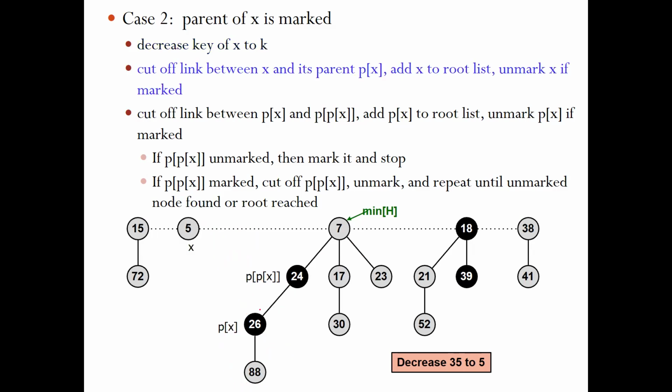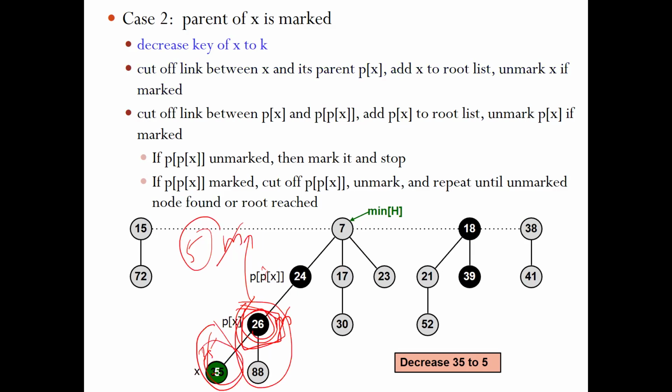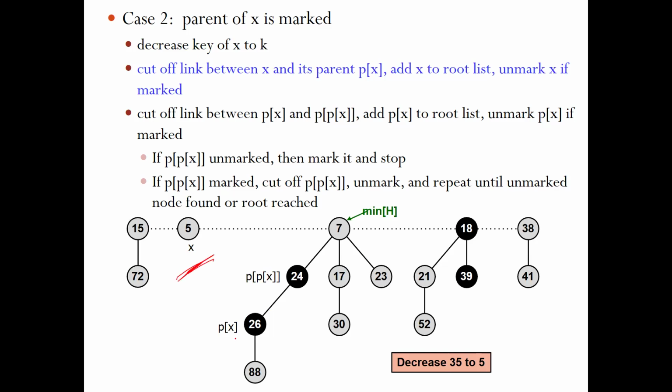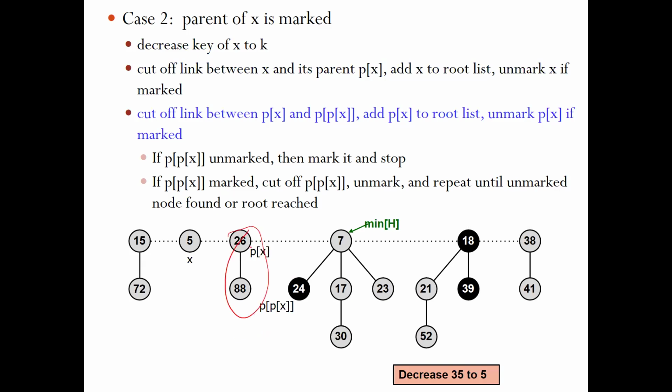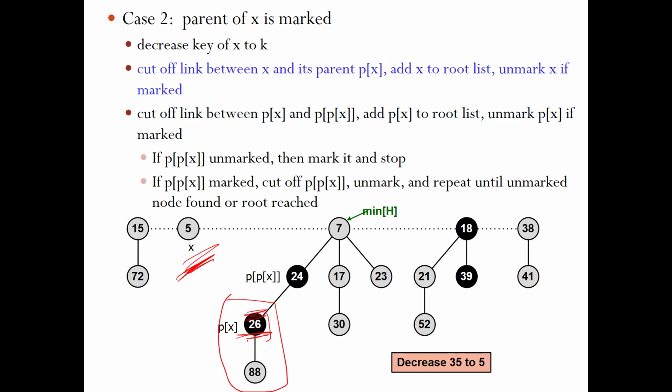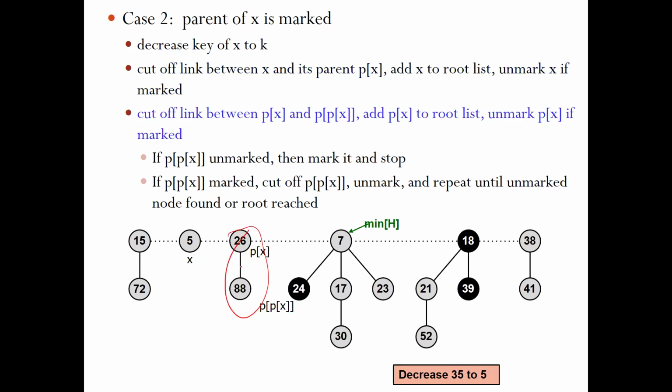So look at the steps. 5, I cut it out and I brought it here. 26 is already marked, because it already lost a child before and again I cut 5. Now this cannot stay here. We have to remove it and bring it to the root level. When you bring it to the root level, it is already marked, so you have to make it unmarked. See, now it is gray in color.